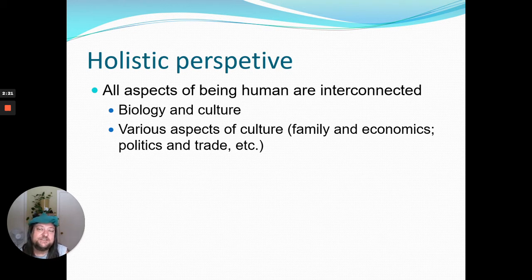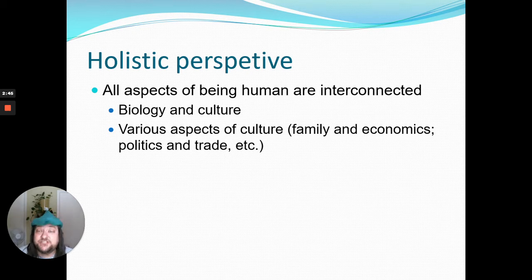So what's the holistic perspective in anthropology? Because you might hear that word holistic sometimes. You often hear it with regards to healing, for example. You might hear about holistic health. There's similar meanings. Holistic health is looking at the whole person, not just their physical being, but also all the other aspects of the person and how that affects their health.